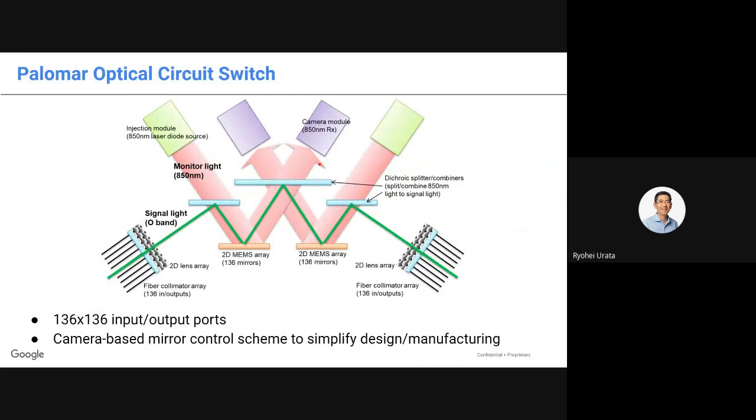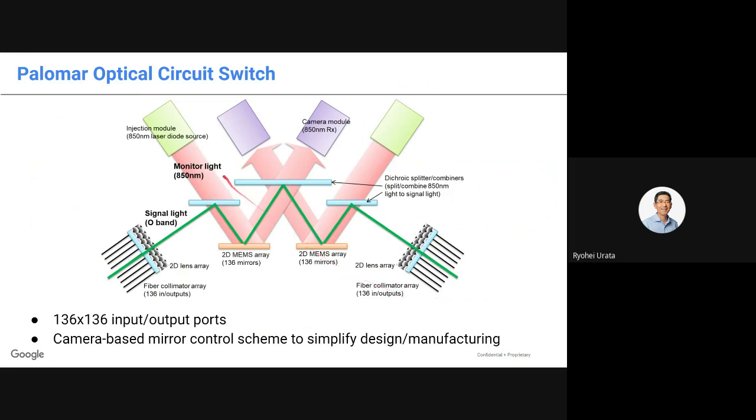More details of the hardware. This shows the high-level design of our OCS. The green line shows the optical signal path. You've got a large number of fibers that are formed into a large array. They're collimated with a lens array and sent out into free space. It hits 2 sets of MEMS mirrors and goes out the other side.